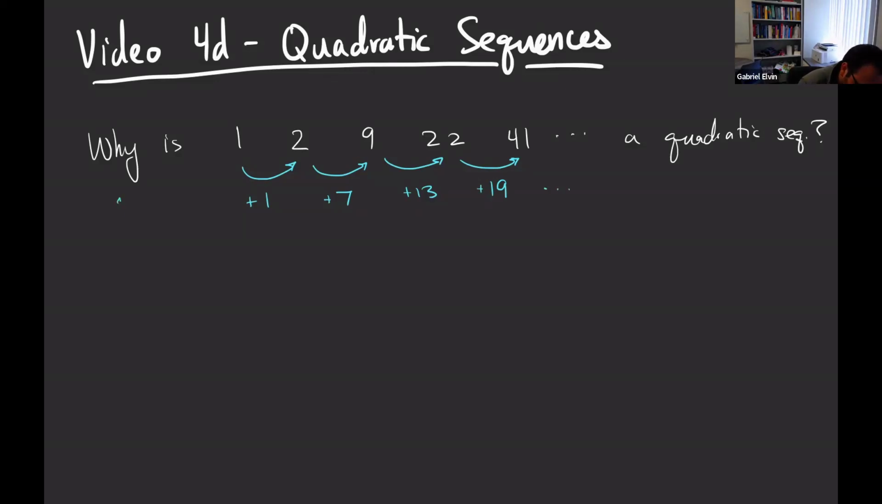This is called the first difference. If all these are the same, then it's an arithmetic or linear sequence, but they're not all the same, so it's not linear. But it is quadratic, because if we take the difference of the differences, the second difference is constant. To get from 1 to 7, we add 6. To get from 7 to 13, we add 6. And to get from 13 to 19, we add 6.